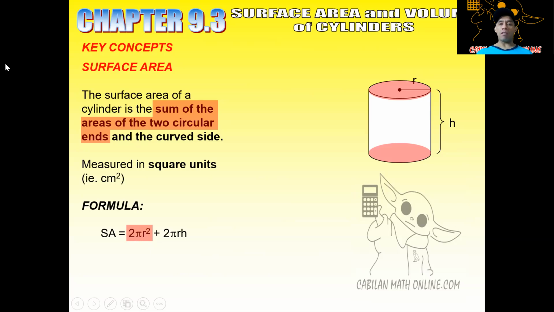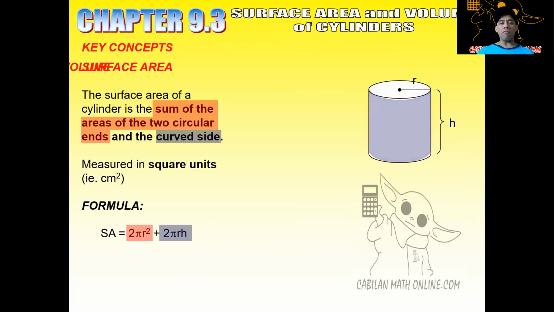Now the curved part, if you want to think about what this is, if you buy, for example, a canned good, it's the label that's around it. That would be the curved side. The curved side in the formula is defined by 2 pi r h. So just know those two different parts here, so again, you understand exactly what surface area is for a cylinder.